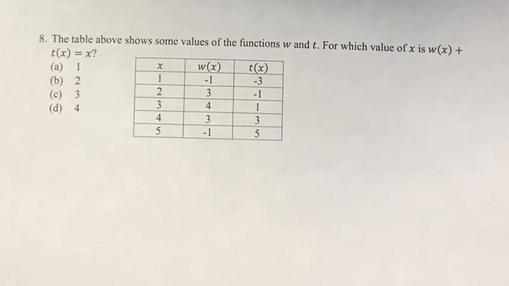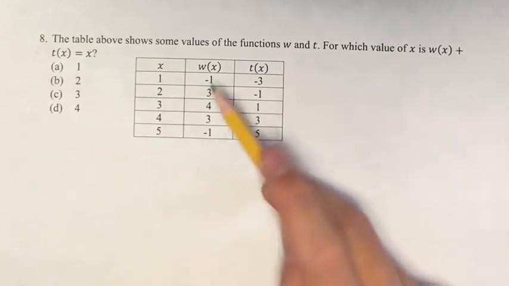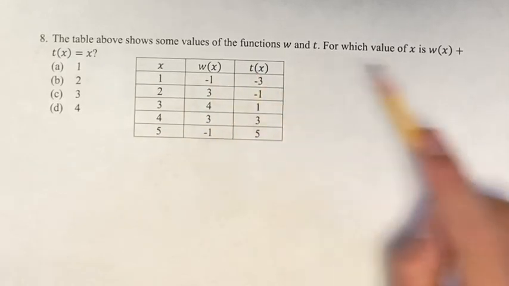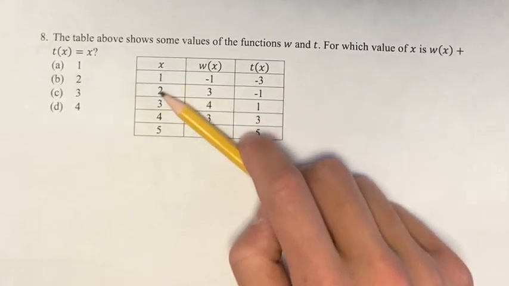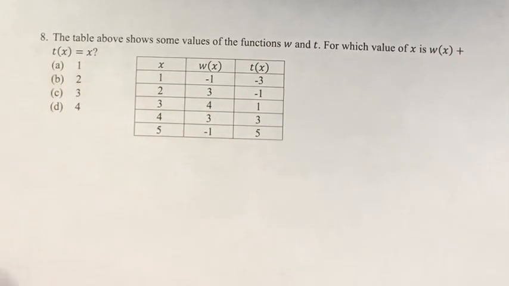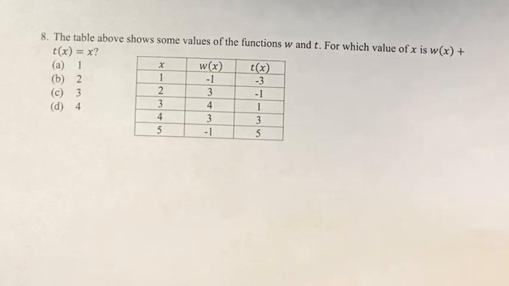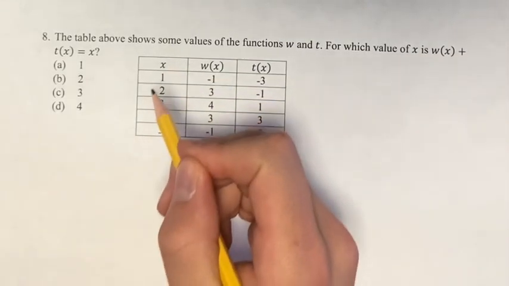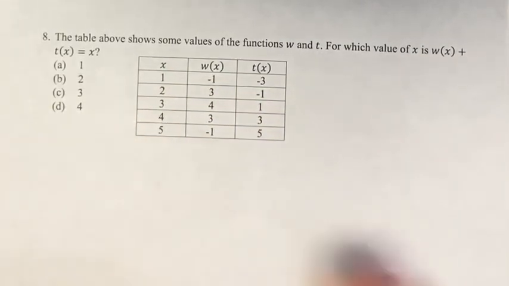In this problem, we're given a table with some values of the functions w of x and t of x. We're asked for which value of x, and we're given 5 of them, is w of x plus t of x equal to x. So what we're going to do is test this for x equal to 1, x equal to 2, x equal to 3, and so on.